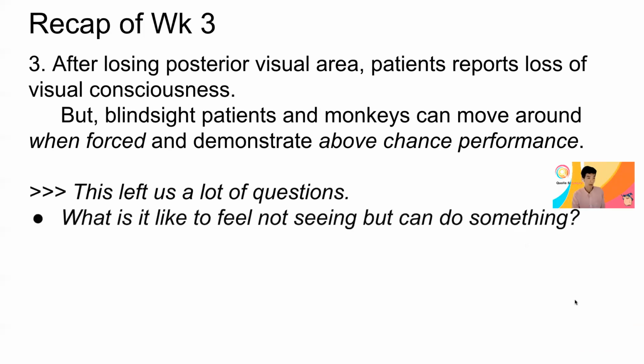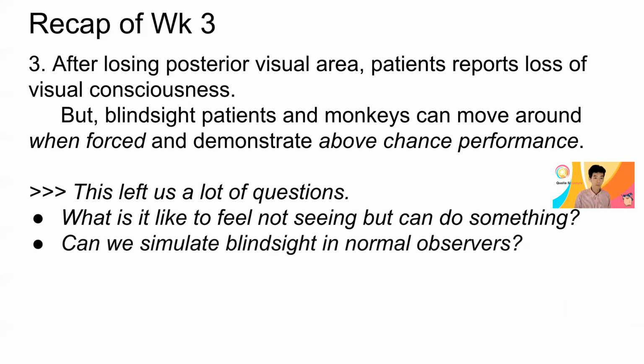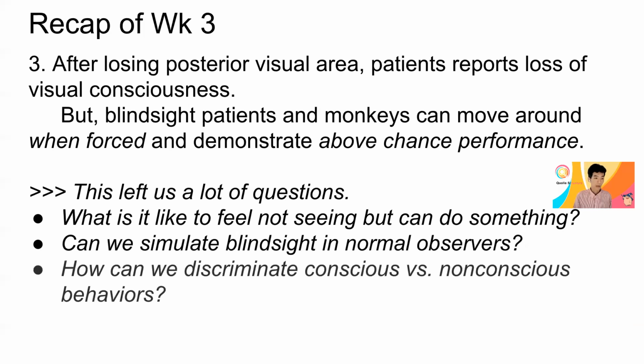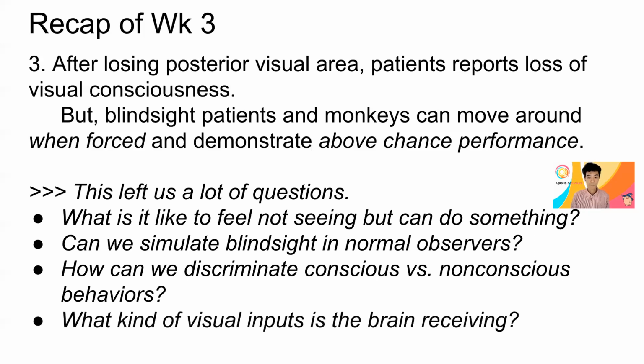First of all, we want to know what it's like to feel not seeing but still be able to do something, like blindsight. Can we reproduce it in a normal subject? And secondly, can we simulate blindsight in normal observers? And then how can we discriminate conscious versus non-conscious behaviors by observing or analyzing the data carefully? Can we actually discriminate these two? That's the question. And to understand all of these, we need to start by understanding what visual input to the brain is like.